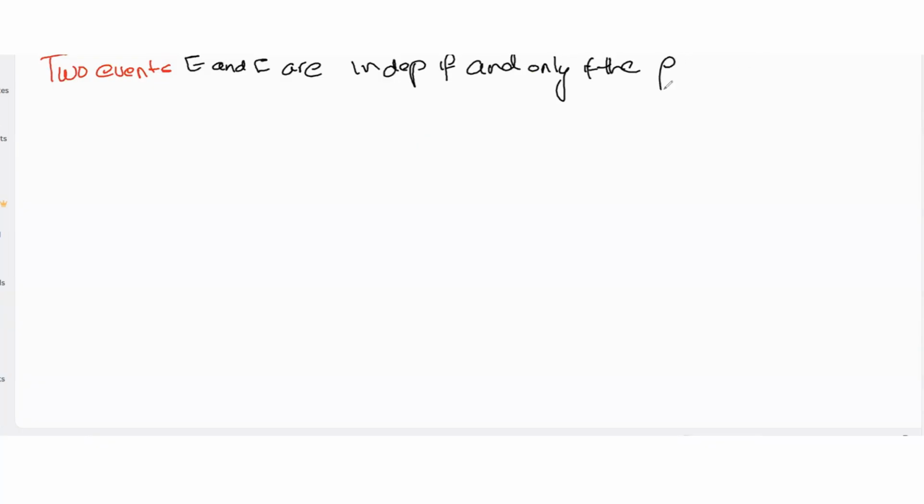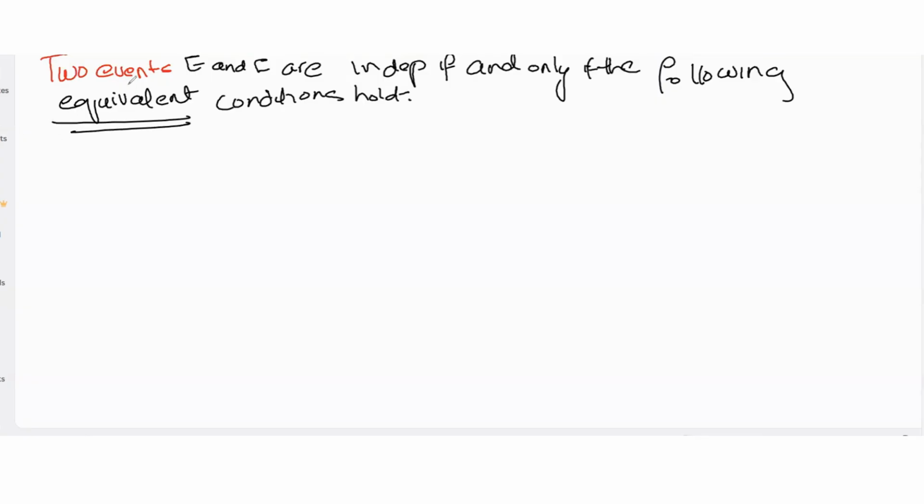Two events E and F are independent if and only if the following equivalent conditions hold. So all of these are equivalent conditions. We'll look at what this means in a bit.